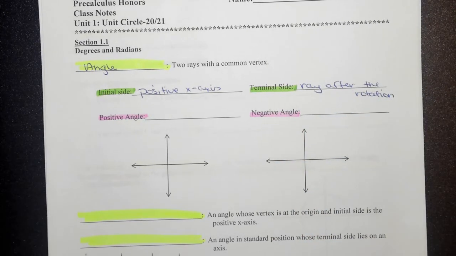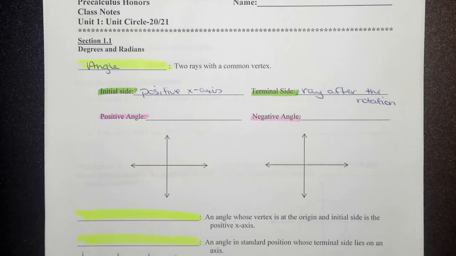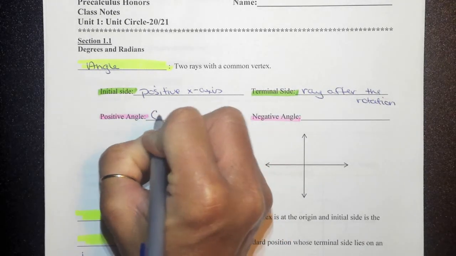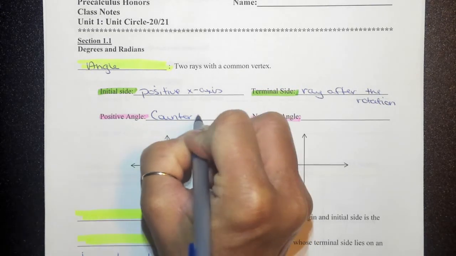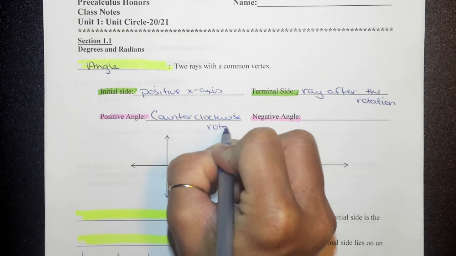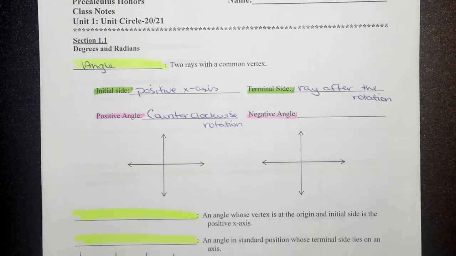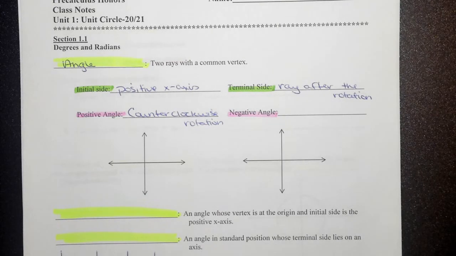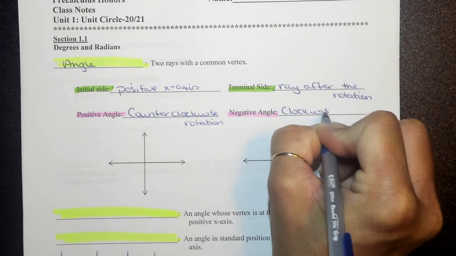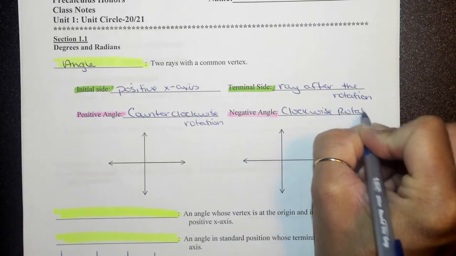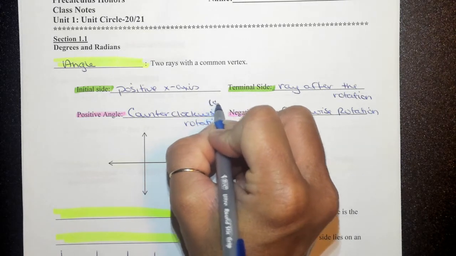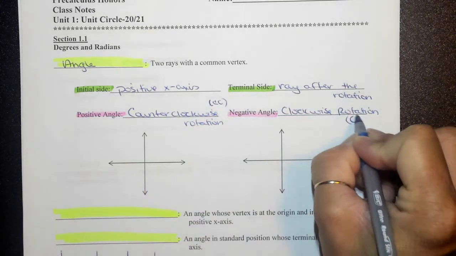Okay. When we draw a positive angle, we must rotate this angle in a counterclockwise rotation, and you need to indicate that on your graph. And then a negative angle would consist of a clockwise rotation. Okay, so this would be an abbreviation of counterclockwise, and this would be clockwise.